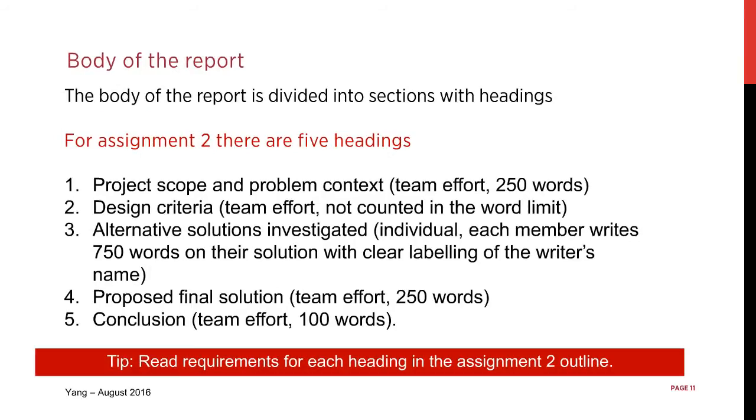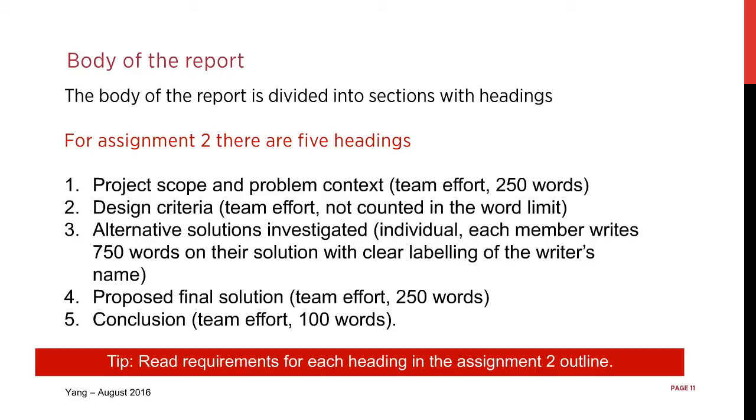We will now talk about the body of the report. The body of the report is divided into sections with headings. For Assignment 2, there are 5 headings. Heading 1. Project Scope and Problem Context. This is a team effort and should be 250 words. Heading 2, Design Criteria. Also a team effort but not counted in the word limit.